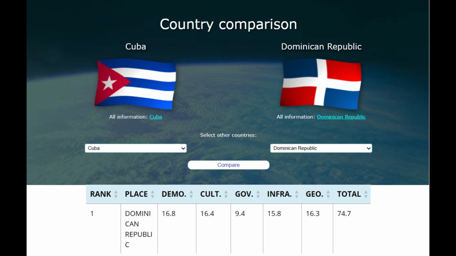Now we're moving on to the infrastructure when it comes to the transportation. Cuba has a lot of aging cars, poor public transit outside of Havana, and limited internet, which I definitely know from my personal experience when I traveled there. Where in the Dominican Republic, there's more modern highways, better public and private transportation.